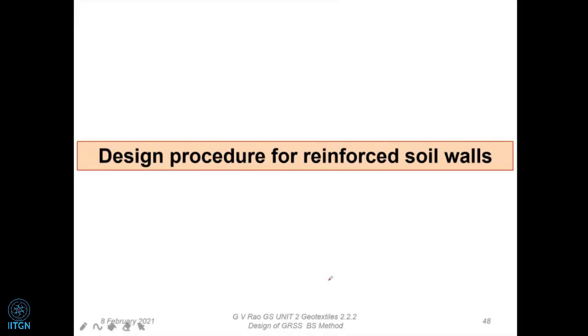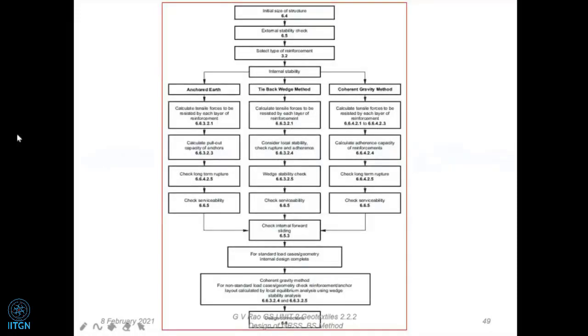And then the procedure we started with. We were unable to see that, but you can see the actual code, we will realize that. Initially, we are going to do what we call sizing. Then we are going to analyze for extensibility. After extensibility is done, we are going to select the reinforcement, and then we will see the internal stability. Internal stability we can do in two different ways. Which one is going to be better? Which one will be used for which particular kind of work? We will see. One is the tie-back wedge method I mentioned, and the second is the coherent gravity method. And like this, we proceed. And we have to do lots of checks before we come to the final design.